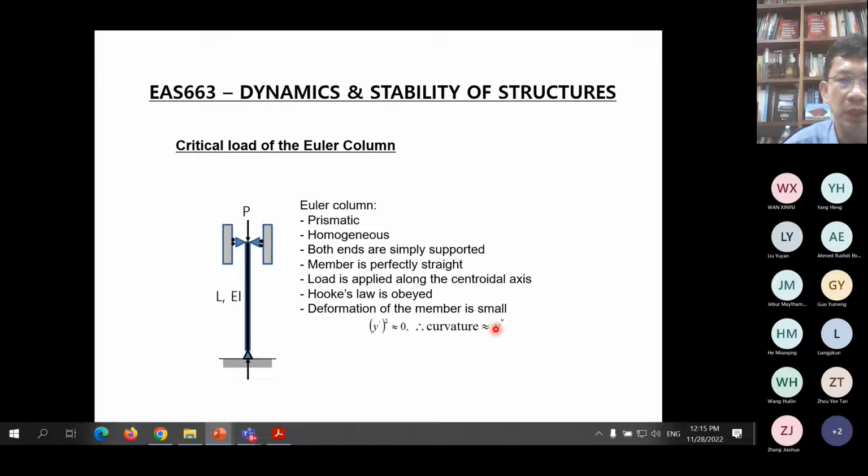So in this case, we can approximate the curvature to be approximately equal to y double prime, which is d2y/dx2. Later we see x is pointing in the axial direction of the column and y is pointing perpendicular to the axis. So that is x and y, and the deformation of the member is small, so the curvature can be approximated using this relationship, y double prime, which is a short form for d2y/dx2, the second differentiation of y. So this is the assumption made for an Euler column. Okay.